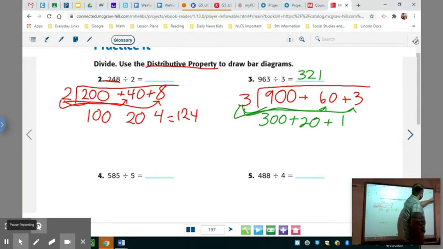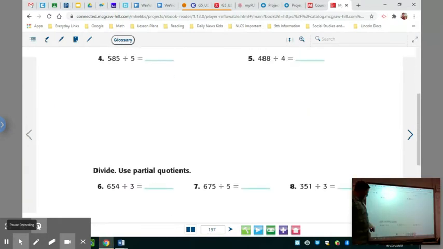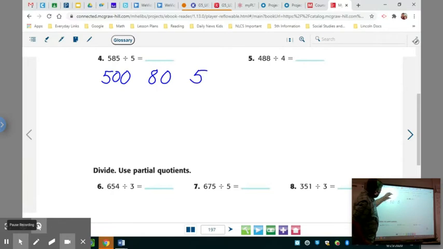All right. How about the next one? 585. We're going to have to use partial quotients down there. Just keep that in mind. We'll be circling back to that. Holly, how are we going to split 585 up, Holly? 500, she says, 80 and 5. Let's divide each of those by what?